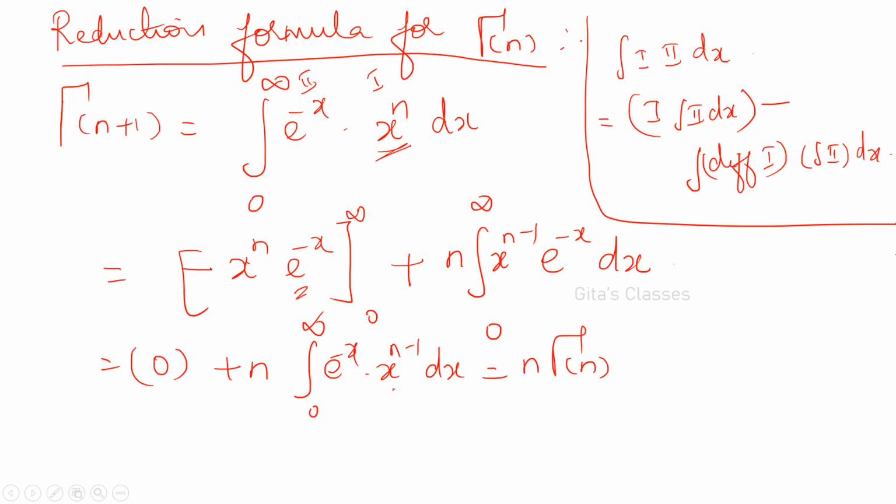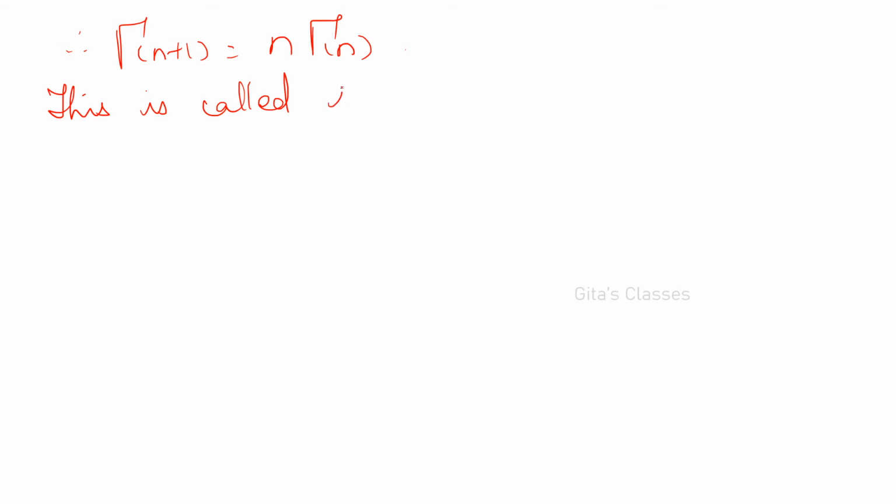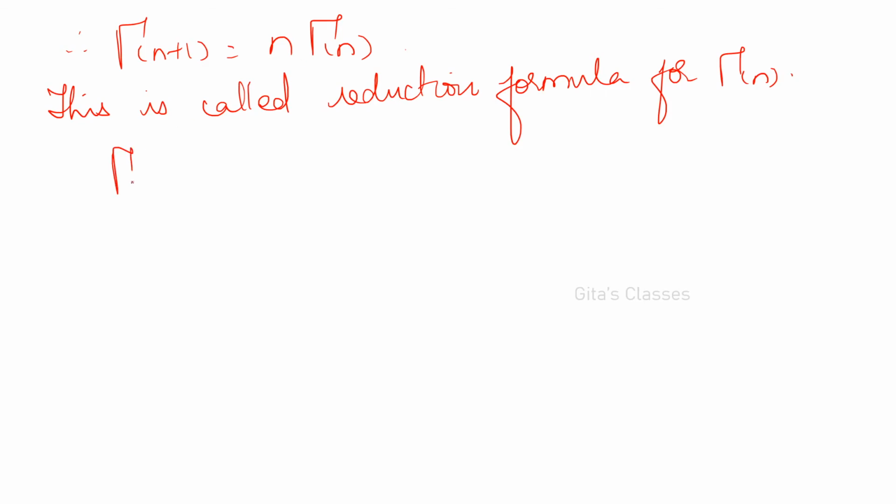So this is called the reduction formula. Therefore, gamma of n plus 1 is equal to n into gamma of n, which is called the reduction formula of gamma of n. So if you want to find gamma of n, what will be the formula? The previous value, that is n minus 1 into gamma of n minus 1. Okay, this is a very useful formula for evaluating other integrals and all.